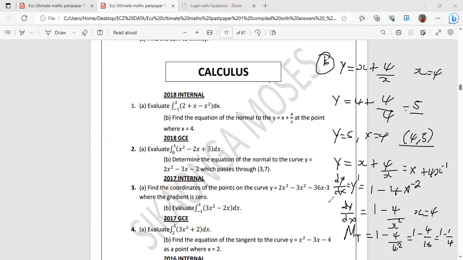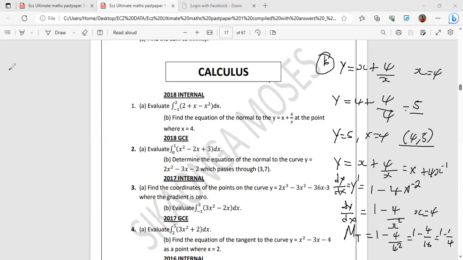So what is 1 minus 1 over 4? So this is simply, so we are getting our first gradient.